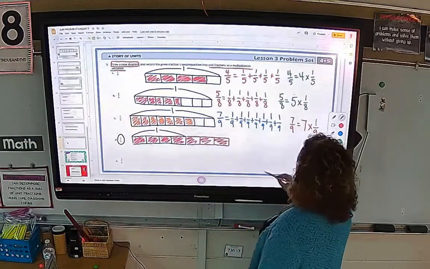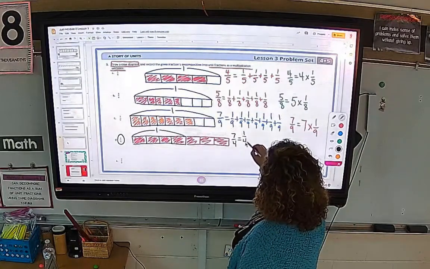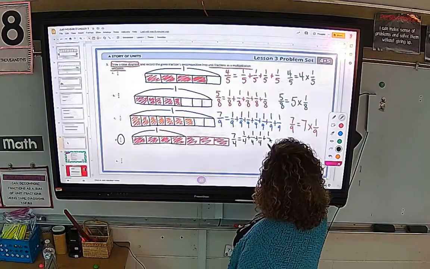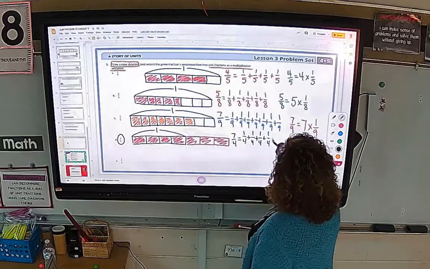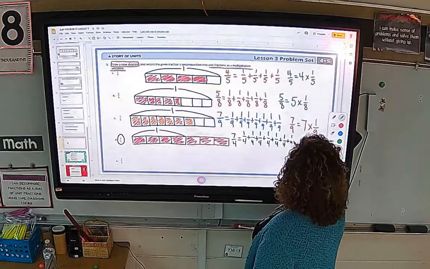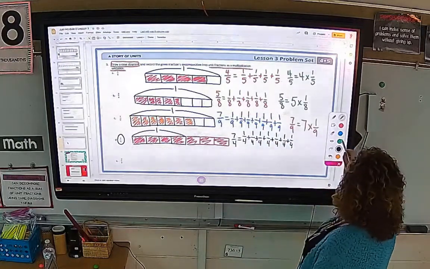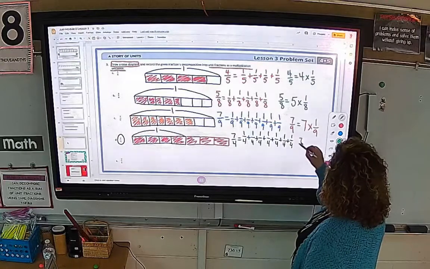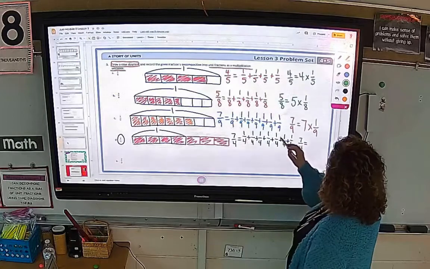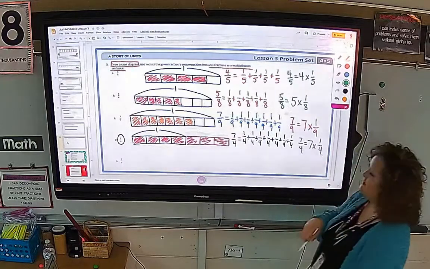Okay. And so 7/4 is equal to 1/4 plus 1/4 plus 1/4 plus 1/4 plus 1/4 plus 1/4 plus 1/4. 1, 2, 3, 4, 5, 6, 7 of them. So that also means that I have 7/4 is equal to 1, 2, 3, 4, 5, 6, 7, 7 times 1/4. I have 1/4 7 times.